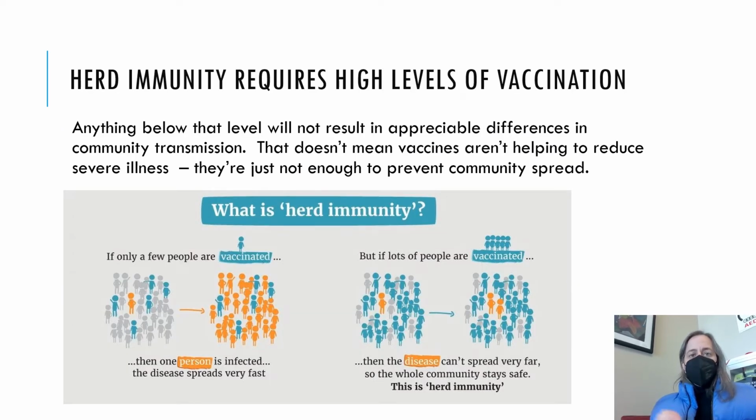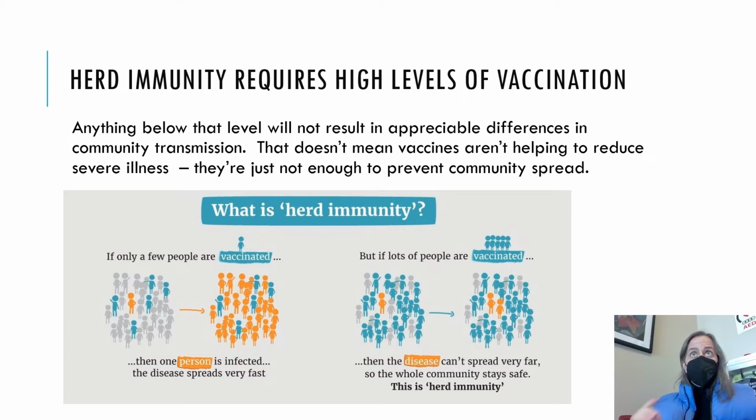Okay. So what's really important to know is that to get to that point of herd immunity, you have to have really high levels of vaccination. Anything below that level will not result in appreciable differences in community transmission. You'll be like, oh, look, 60% of people are vaccinated in this country versus that country, and they have just as many cases of COVID-19, for example. Yeah, that's going to happen, right? It takes a really high level of immunity to prevent transmission at the population level. Those vaccinations are still helping at the individual level. They're just not enough to make a difference at the population level.